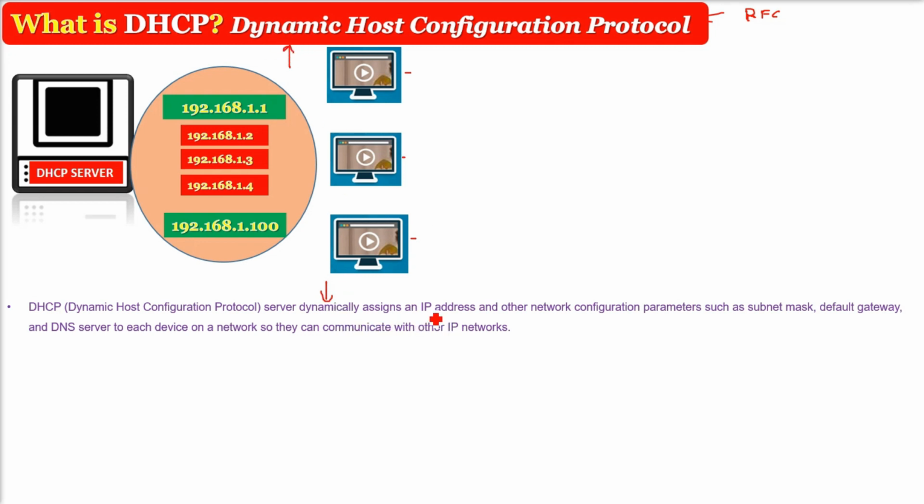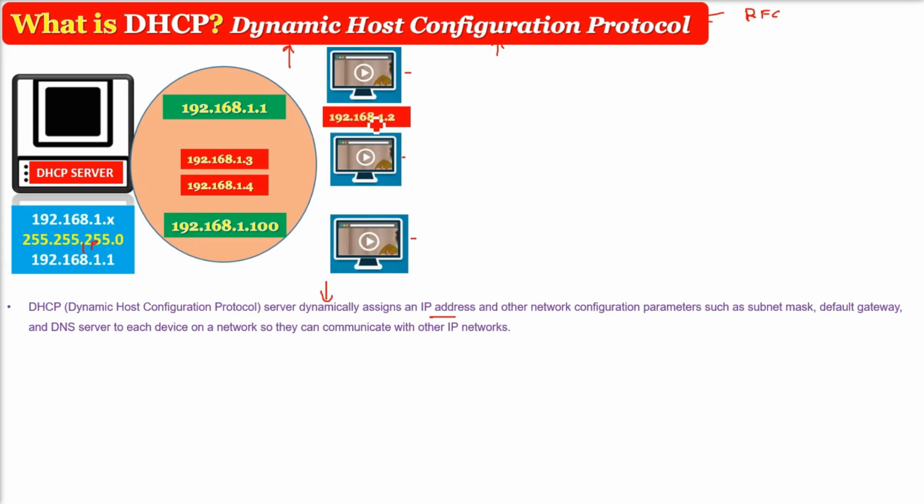it dynamically assigns an IP address, but not only an IP address, all the other network configuration parameters. Only IP is the basic, but it cannot be said that it will be enough for the communication to happen. No. Other network configuration parameters like the subnet mask, the default gateway and the DNS server go to each of the clients, or you can say devices, because this is a client server model on a network, so that they can communicate with one another in an IP network.